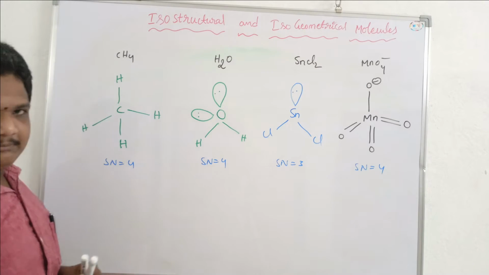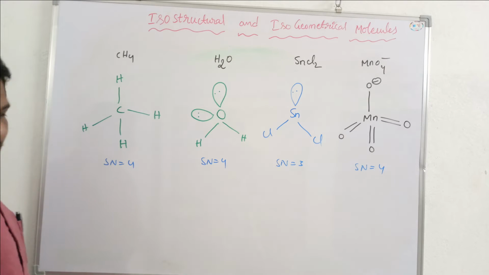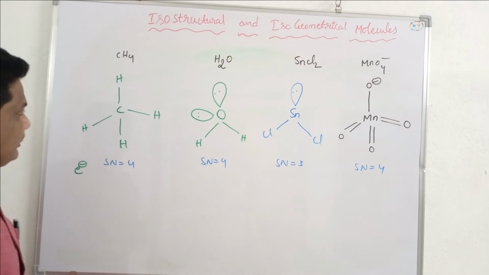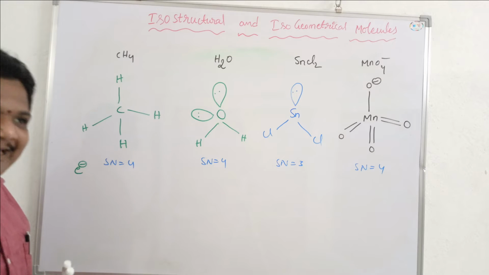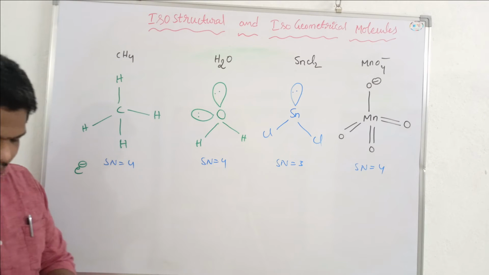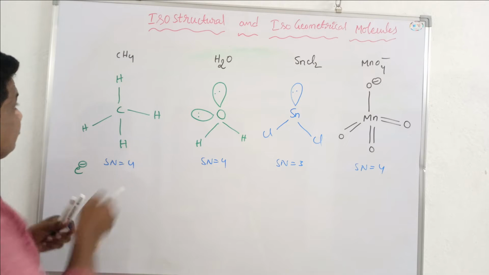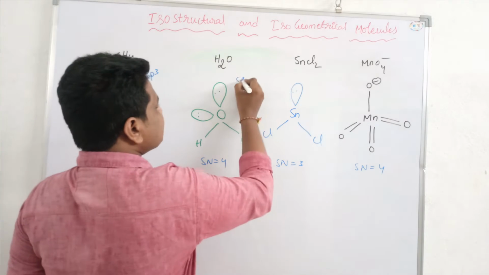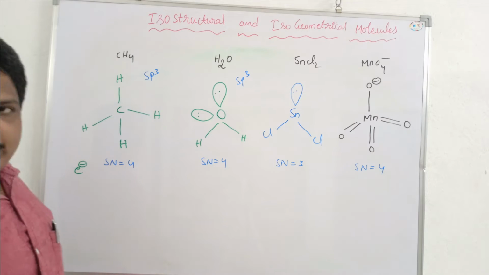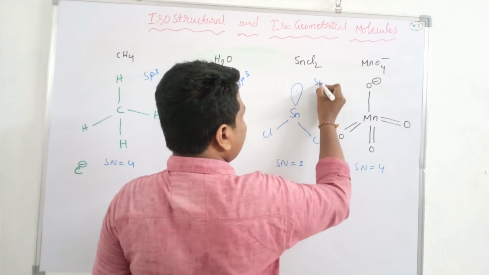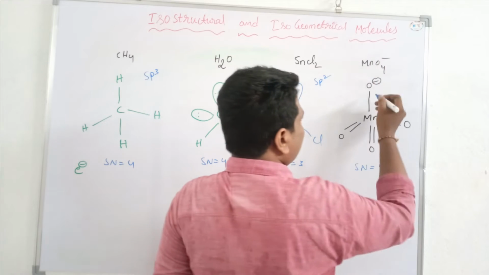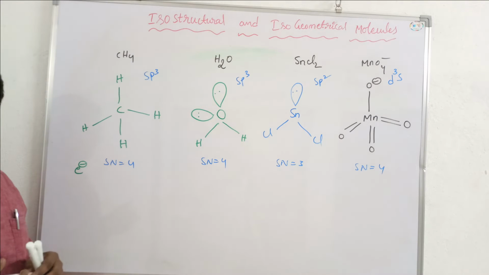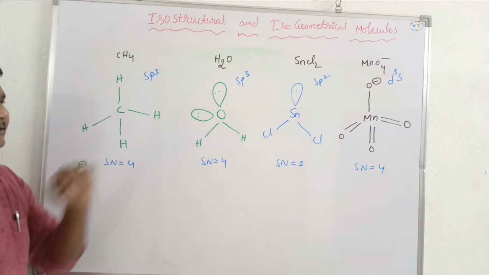These are the steric numbers, and now let us see the electronic geometries of these molecules. Before that, the hybridization: we have sp3 in methane, sp3 in the water molecule, sp2 in SnCl2, and sd3 in MnO4 minus. These are the hybridizations of the central atoms present in these molecules.